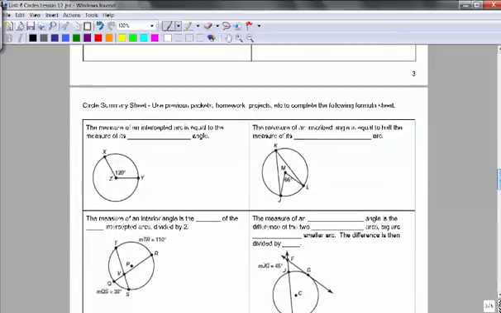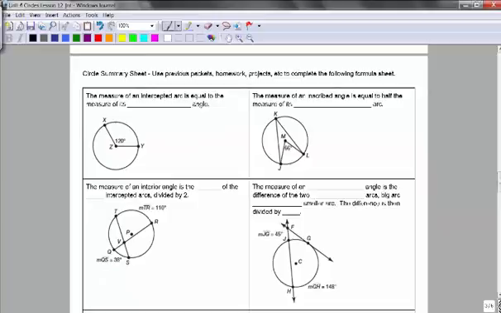And then this last page here, this is a summary sheet for you, what we're looking for you to fill in the information, and then we actually gave you some numbers here so you could kind of work through the problem. Maybe I'll model the first one for you. This is the measure of an intercepted arc. So we're talking about this guy right here. I'm going to use a different color. Talking about the intercepted arc XY.